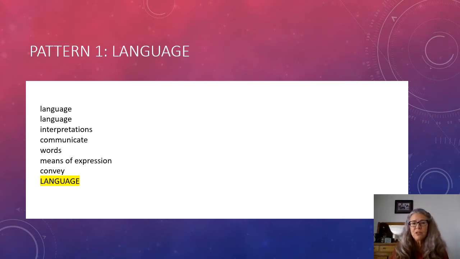Pattern 1 is language, and I show that in yellow because what I found in that one paragraph is language interpretations, communicate words, means of expression, and convey. I named this pattern language. It seems to fit.